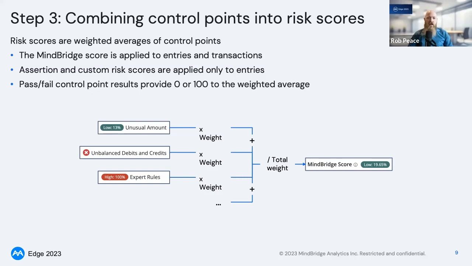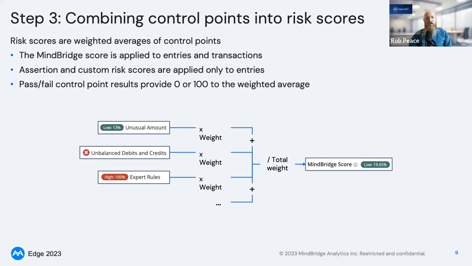So the algorithm that we use here to produce risk scores out of control points is weighted averages. So each risk score is the weighted average of all of the control points that make up that risk score. So the individual control point values, the scores there, are multiplied by the weight that's provided by the ensemble. Those score by weight terms are summed together, divided by the total weight, you get the risk score.